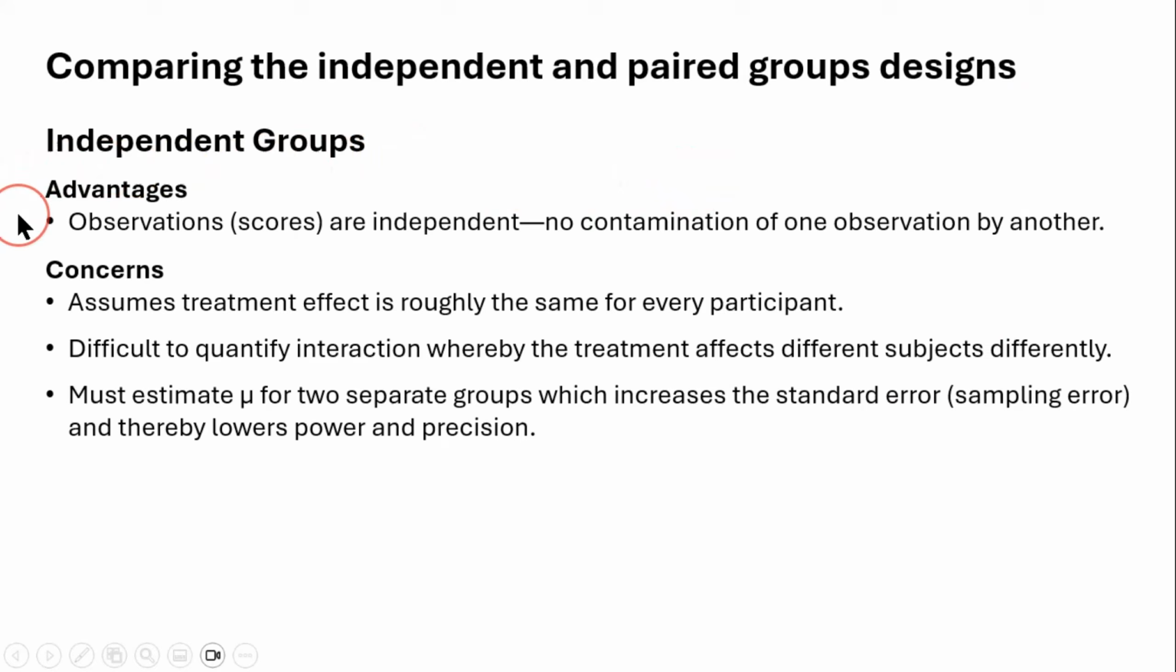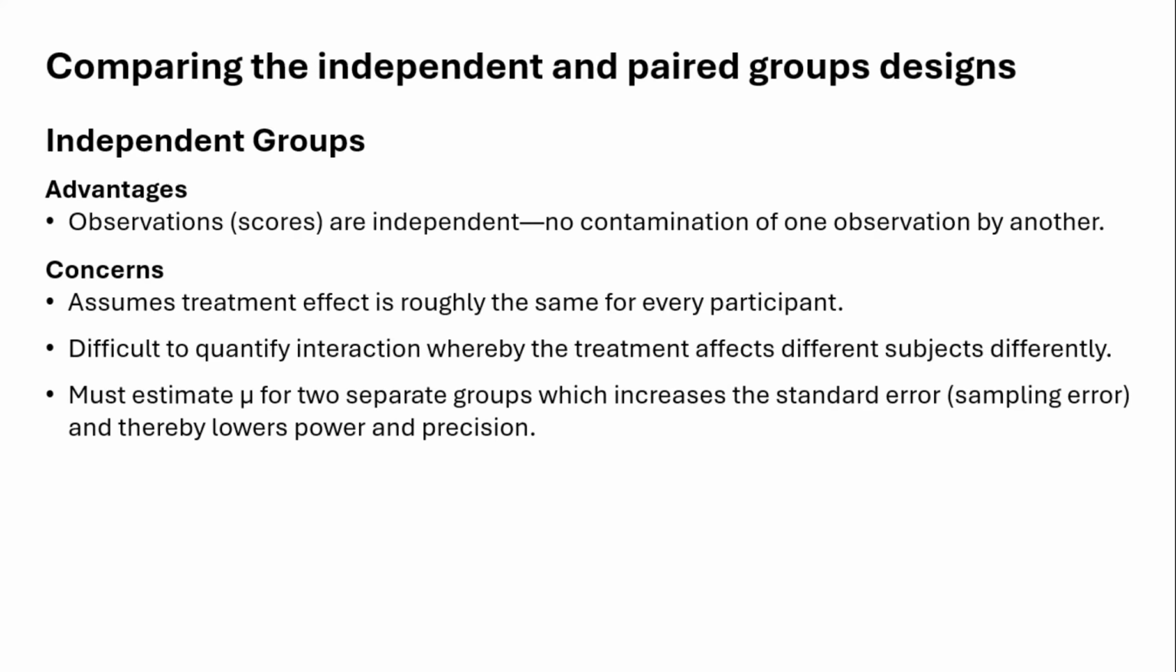The main advantage of the independent groups is that the observations or scores that you collect from the participants are independent of each other, so there's no contamination of one observation by another. That eliminates any kind of carryover effect that you would get with a paired design.